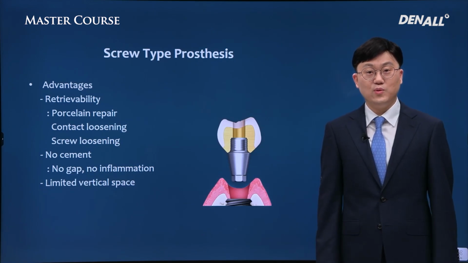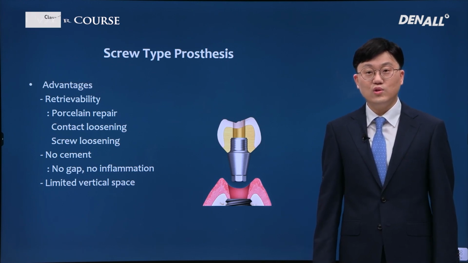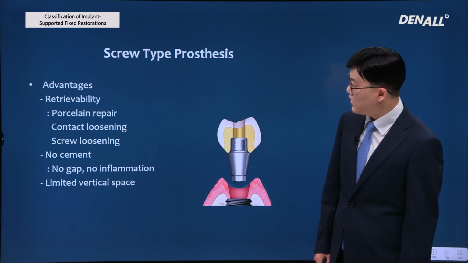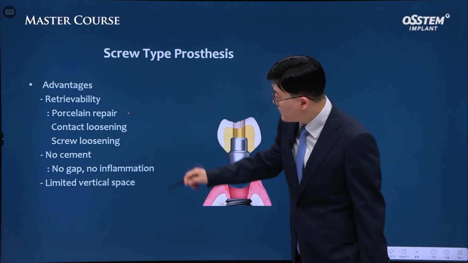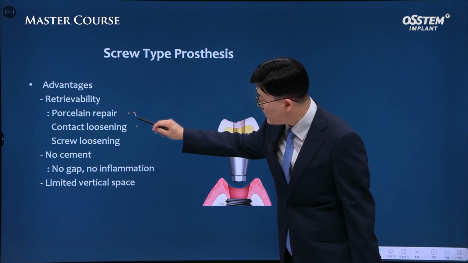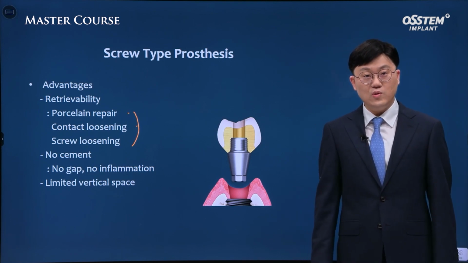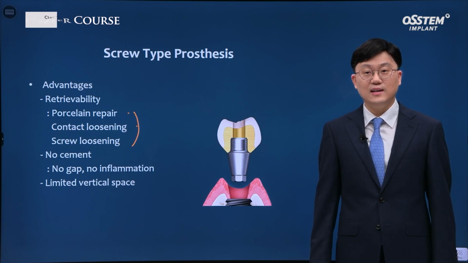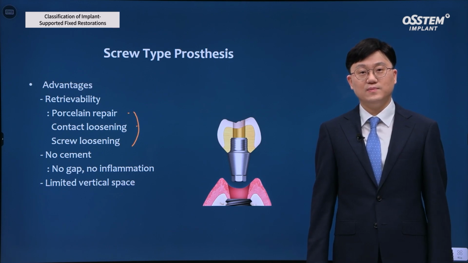Let's look at the pros and cons of the different options. The advantage of screw type is as shown. Using the hole, the screw can be untightened and the prosthesis can be removed. Retrievability can be ensured. For instance, if you need to repair porcelain, or if there is screw loosening, contact loss, or need for repair, you can actually do it. Because cement is not used, there's no gap, and that means that there will be no inflammation. Also, cement is not used and this is made into one, so when the vertical space is limited, this can be utilized.